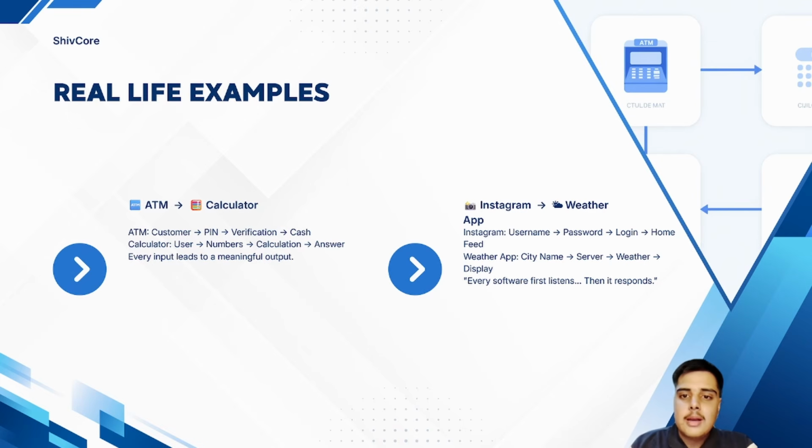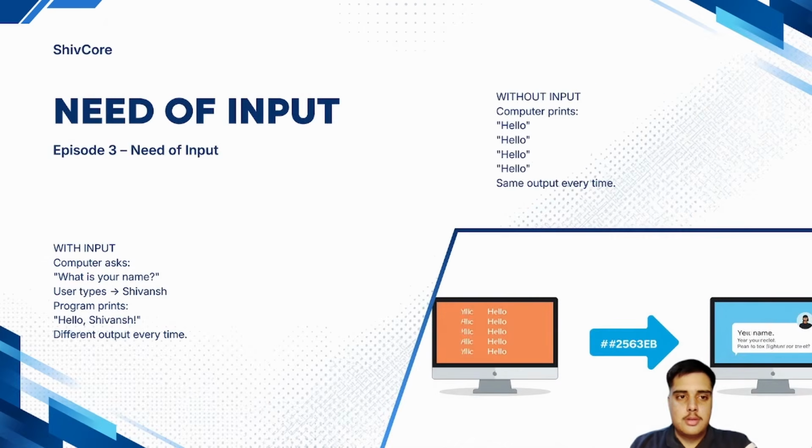These are some real life examples: an ATM requires a PIN, a calculator requires user input, Instagram requires a username, and a weather app requires a city name, which should all be given by the user. The software first listens and then it responds. So the need of input is simply solved. With input you have to type. When it asks what is your name, I will say my name is Shivansh, and then it will work. So this is the need of input. You have to give the input.